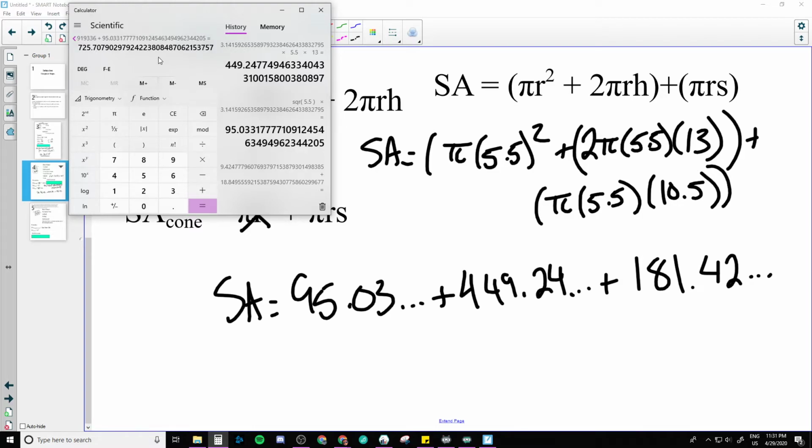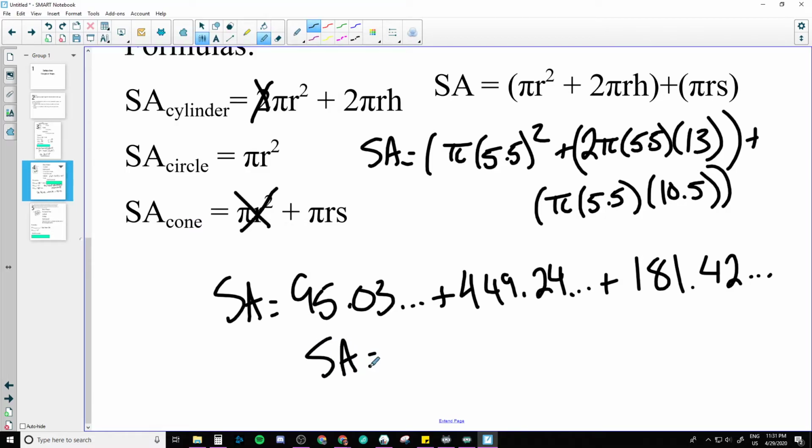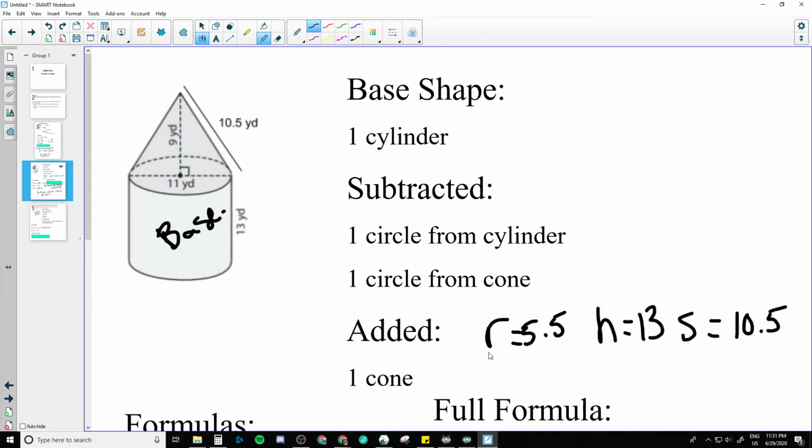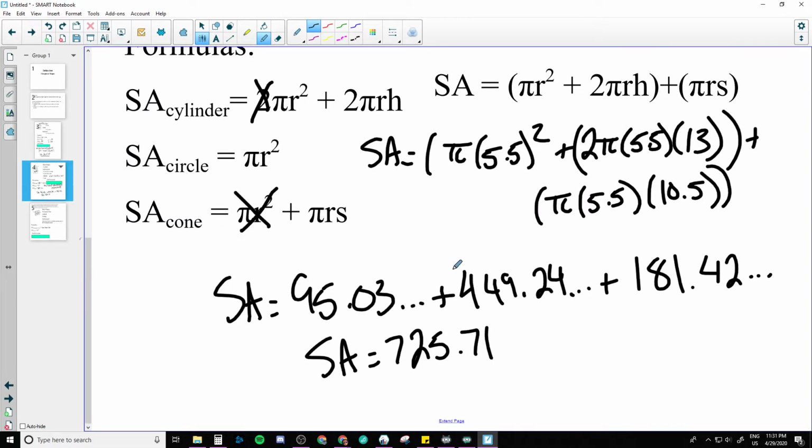There we go. Gives us 725.71. This one is in yards, square yards.